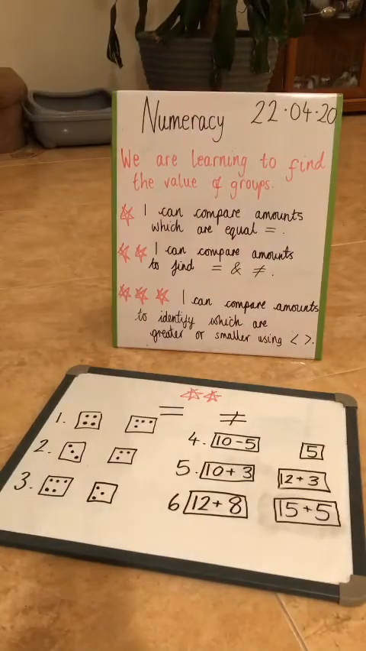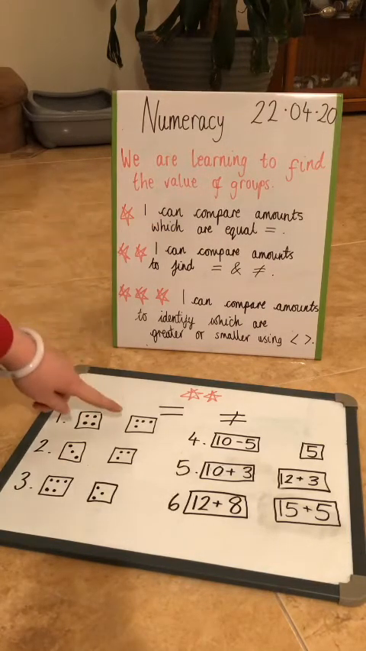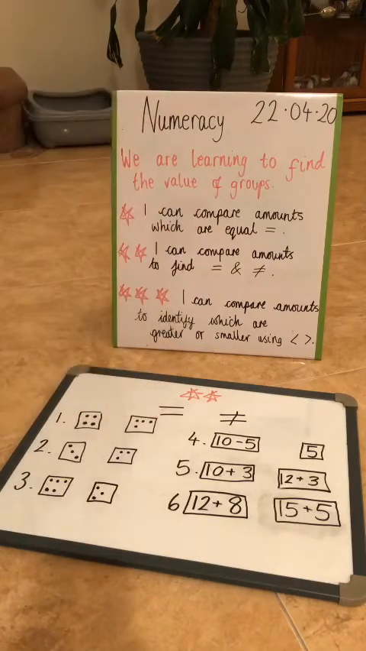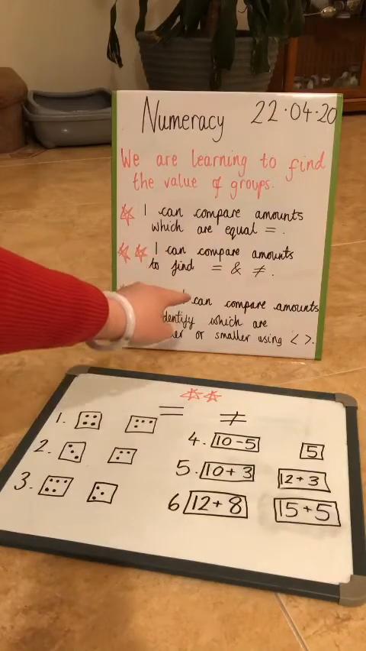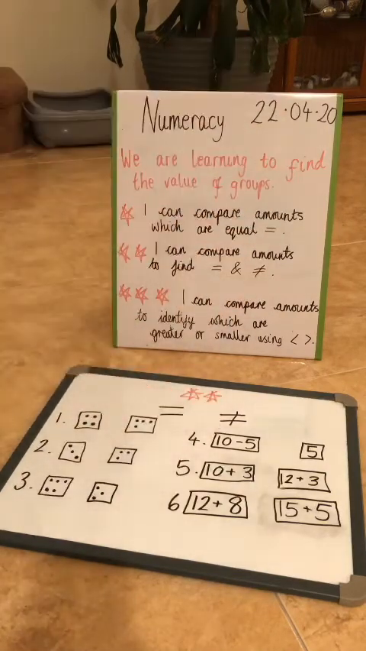Here are some activities for the 2-star group to do today. So question 1 is 1, 2, 3, 4 dots and 1, 2, 3, 4 dots. So do we need to use the equal sign, that they are the same, or do we need to use the not equal sign? I'll give you 5 seconds to think about it.